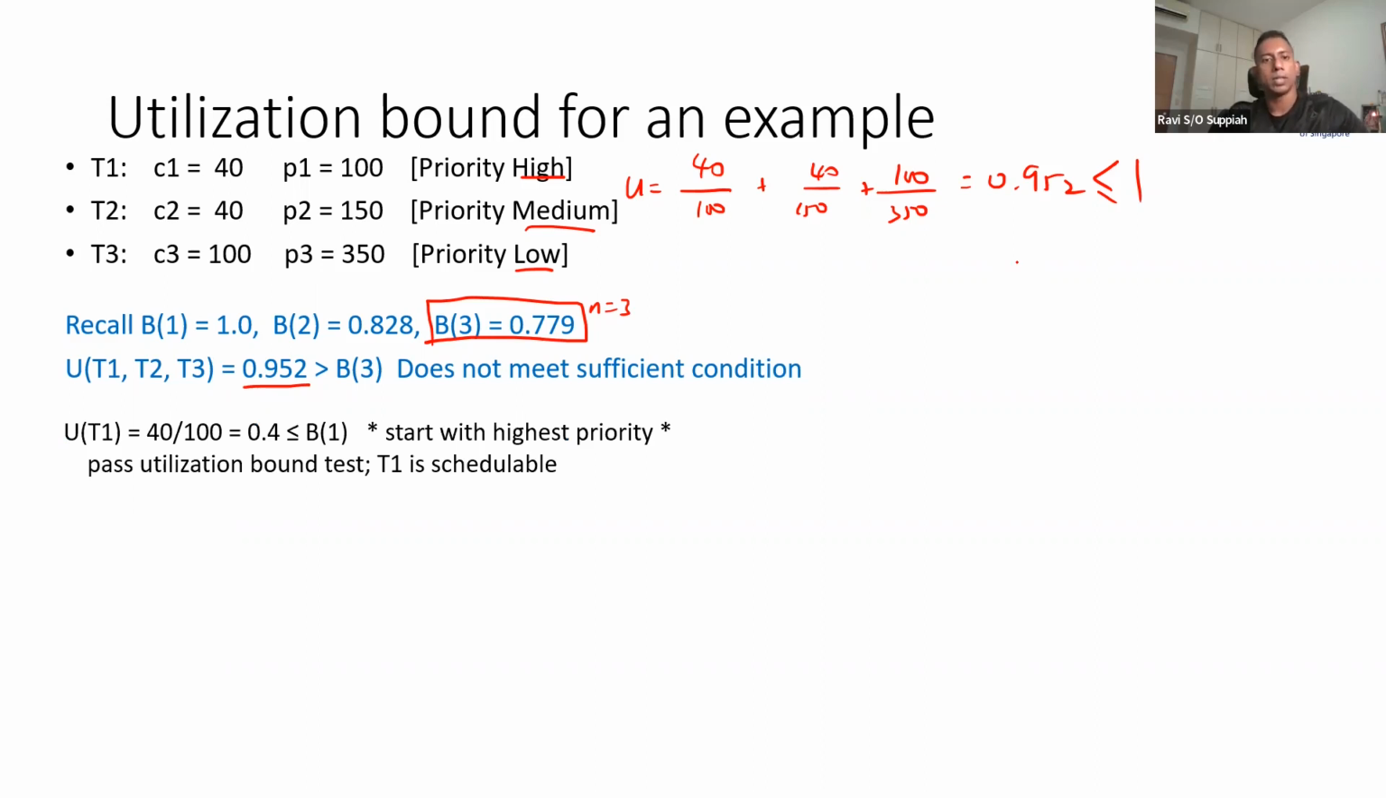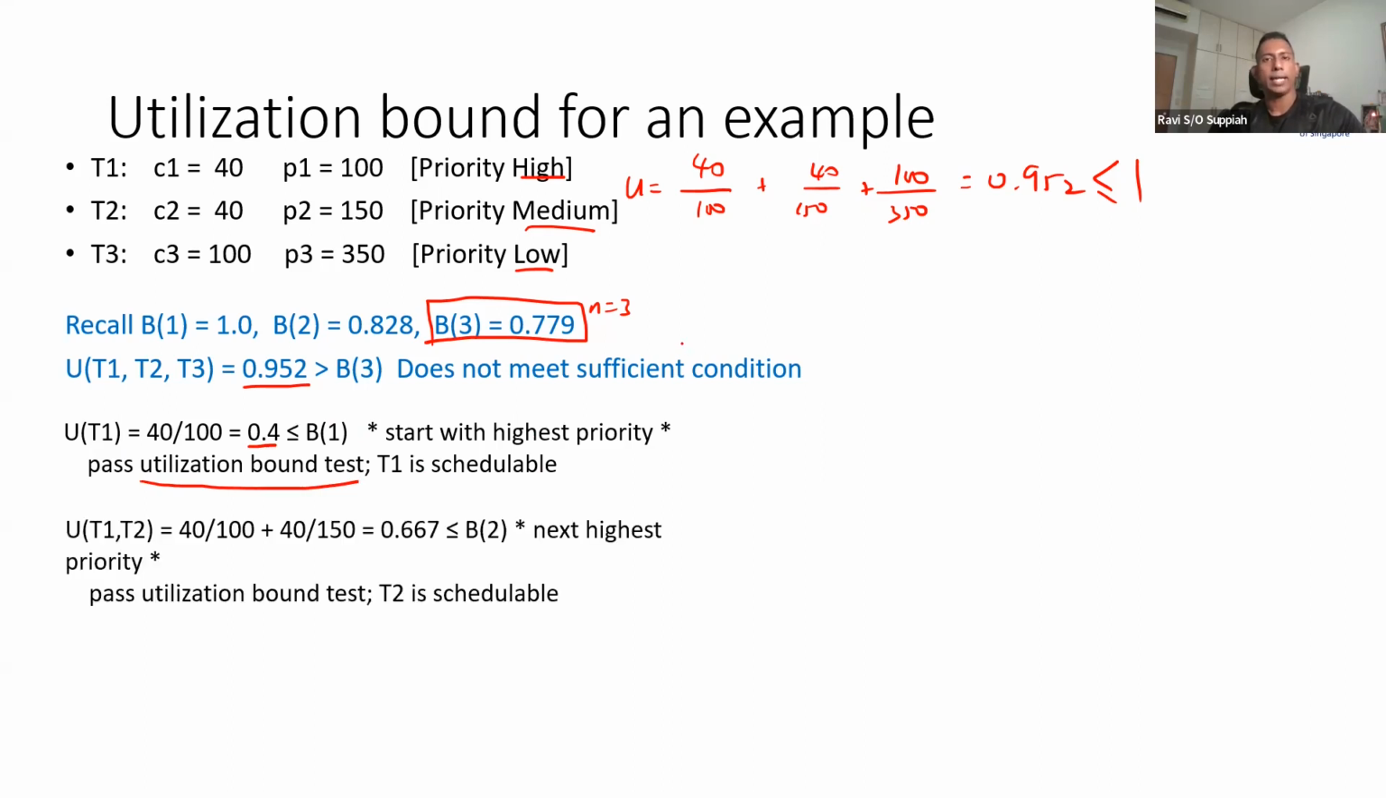If I just consider task 1 alone, that means I don't care about task 2 and task 3. The utilization is 0.4 and is less than the utilization bound of task 1, a utilization bound of 1. So it passed the utilization bound test. If I just have task 1 alone, no problem. What if I add in task 2? For task 1 and task 2, the utilization is less than the utilization bound, B2 is 0.828. Once your utilization is less than or equal to the utilization bound, you can straight away say that it's schedulable.